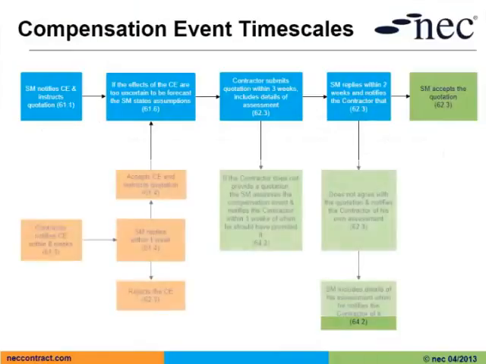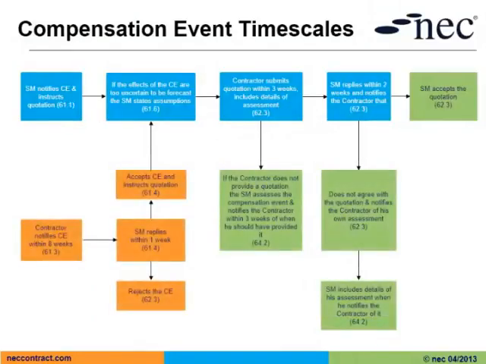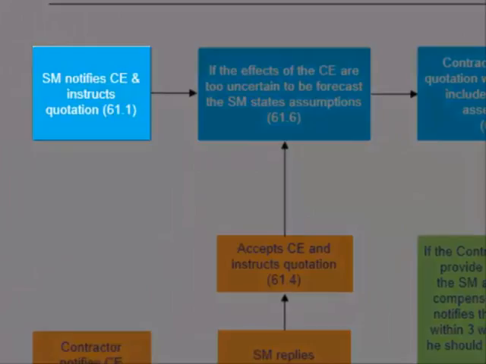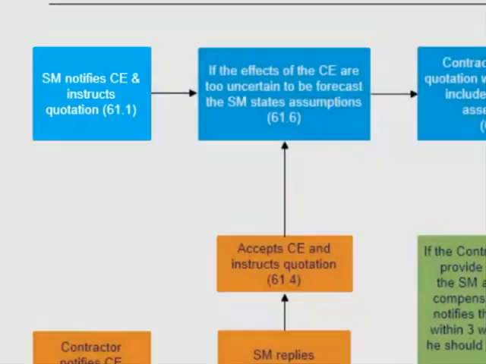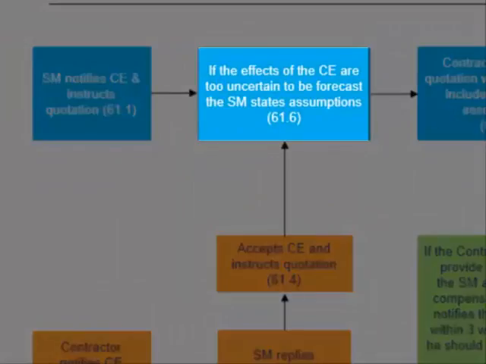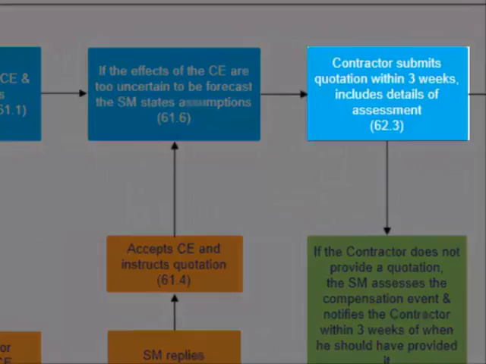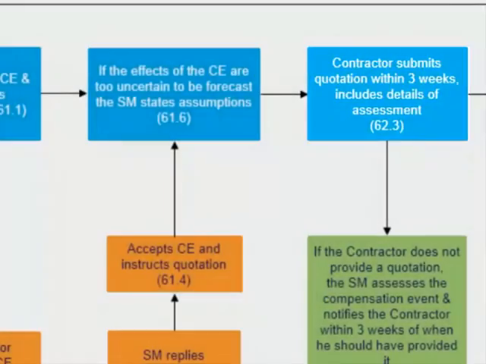So let's look at the overall process and timescales for notification of a compensation event and the submission and acceptance of a quotation. So firstly, if the service manager notifies of a compensation event, he should notify the contractor and instruct him to provide a quotation. If the effects of the compensation event are too uncertain, the service manager must state assumptions on which the compensation event is to be priced based on. Once the contractor has the notification, he has up to 3 weeks to submit a quotation, and in that quotation he must include details of his assessment.